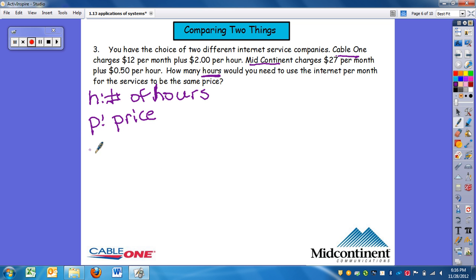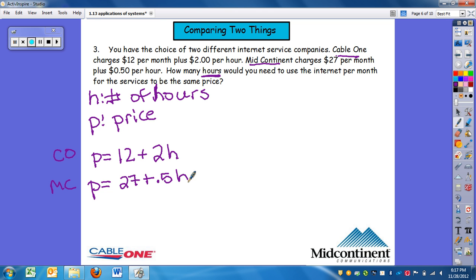So for Cable 1, if I want to know the price of Cable 1, P equals, I have to pay $12 that month, plus the $2 per hour, so that is 2H. So that is my Cable 1 equation. Then I need to do one for Mid-Continent. To calculate their price, it is 27 per month plus 50 cents, or 0.50, per hour, and that is my second equation.